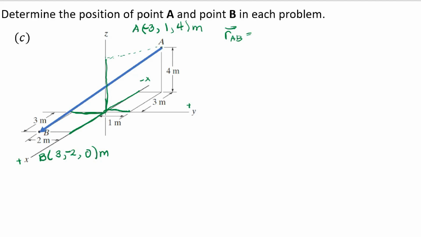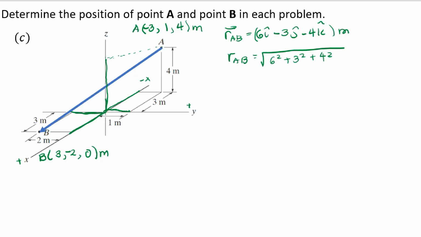So this is B minus A: 3 minus negative 3, so that is 6 i hat. Negative 2 minus negative 1, so negative 3 j hat. 0 minus 4, so that is negative 4 k hat, and that will be in meters. Now for the magnitude of our position vector, that is the square root of 6 squared plus 3 squared plus 4 squared, which is square root of 61 meters.